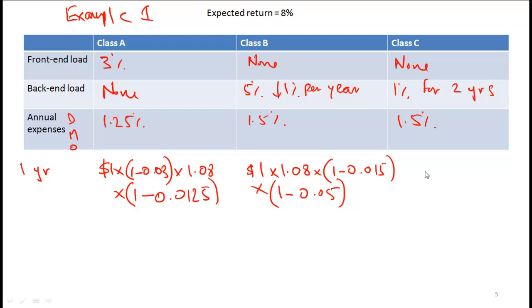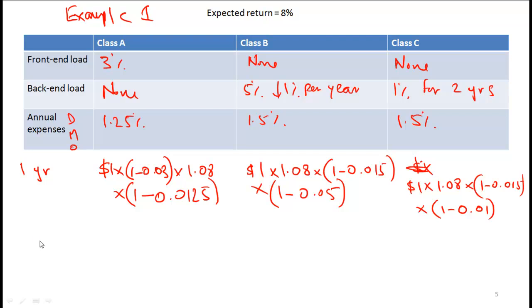And then for class C shares, we again have $1, and then this grows at 8%. There is an annual fee of 1.5%, so 1 minus 0.015, and then we have a 1% fee for withdrawing within 2 years, so multiplied by 1 minus 0.01. So this is for your 1 year period.